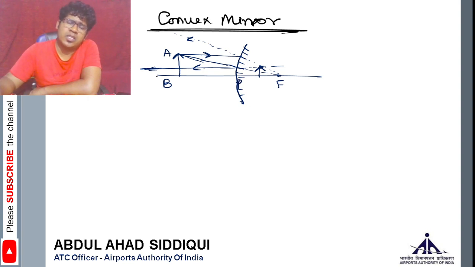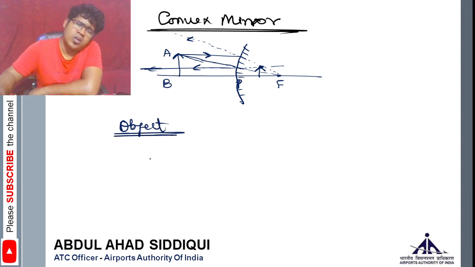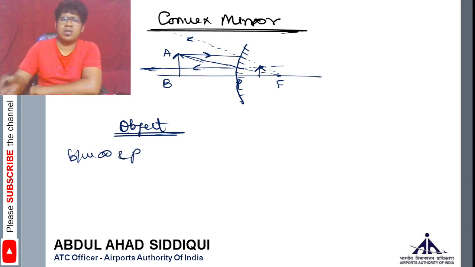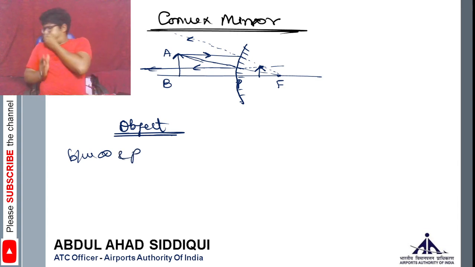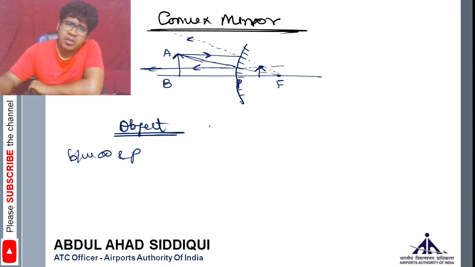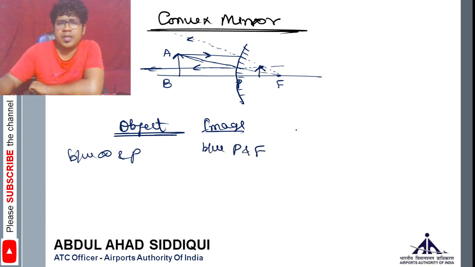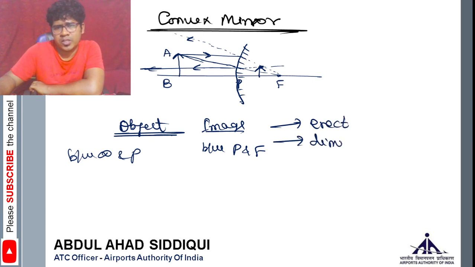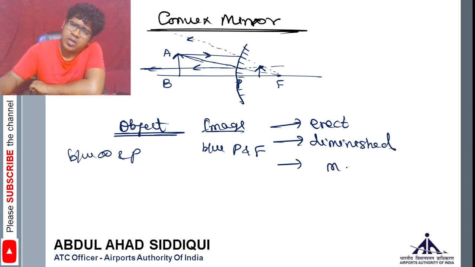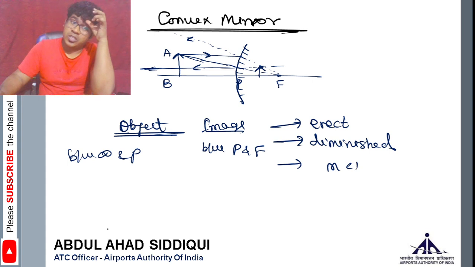So here there is only one case. In this case, the object is between infinity and pole, anywhere. Image will be between pole and focus. Nature of the image is erect, diminished, small in size. Magnification is positive and less than 1. So this is the important thing.